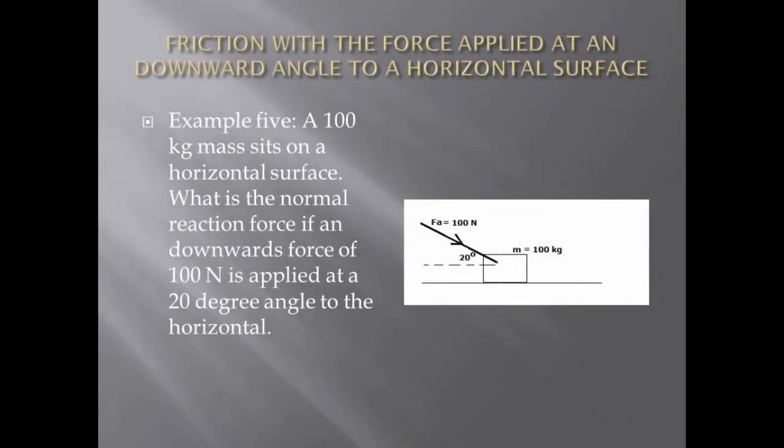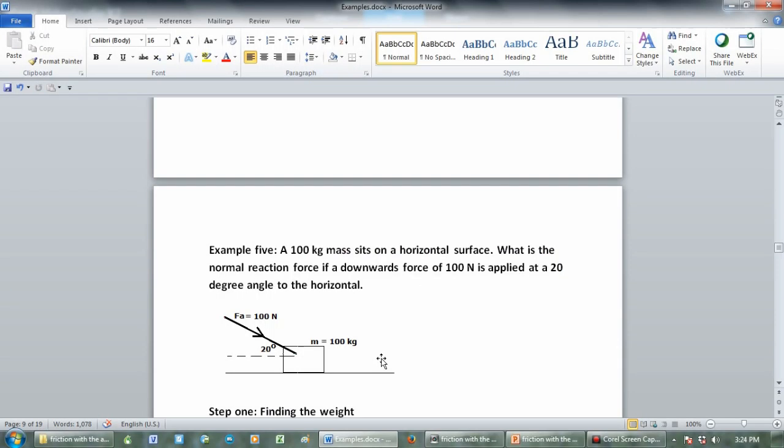Example 5. A 100 kilogram mass sits on a horizontal surface. What is the normal reaction force if a downwards force of 100 newtons is applied at 20 degrees of an angle to the horizontal? So we have a 100 kilogram mass sitting on a horizontal surface with a downward force of 100 newtons at an angle of 20 degrees to the horizontal, and we want to know what the normal reaction force is.